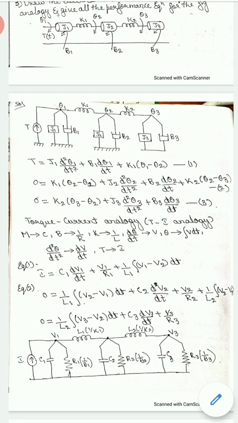According to the equations, you can see the diagram in the solution. Instead of theta 1, you need to replace V1, V2, V3. Instead of K1, 1 by L1. Instead of K2, 1 by L2. Instead of J1, you need to write C1. Instead of B1, R1. Same for the others.